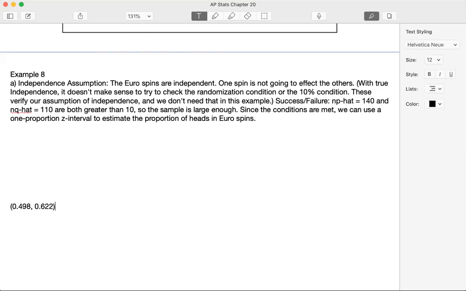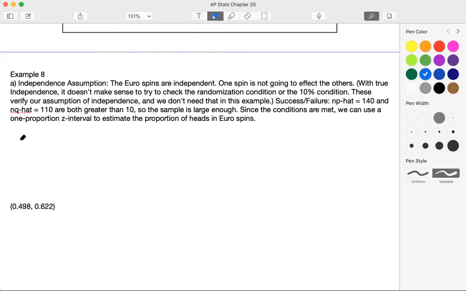0.622. Okay. Now you can go to the calculator. I'll just do a quick refresher here. You could go to calculator, go to stat, go to tests, and then go to option A, one proportion z interval. And you get the same answer.